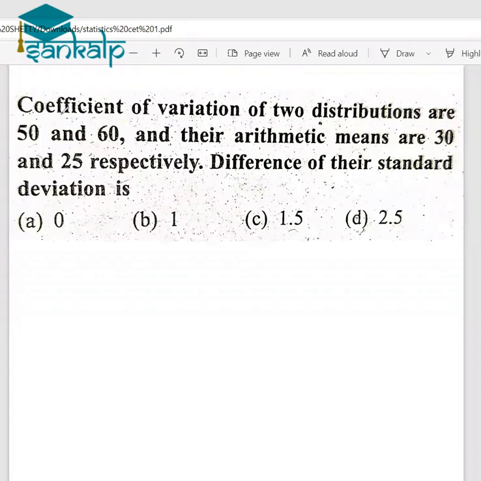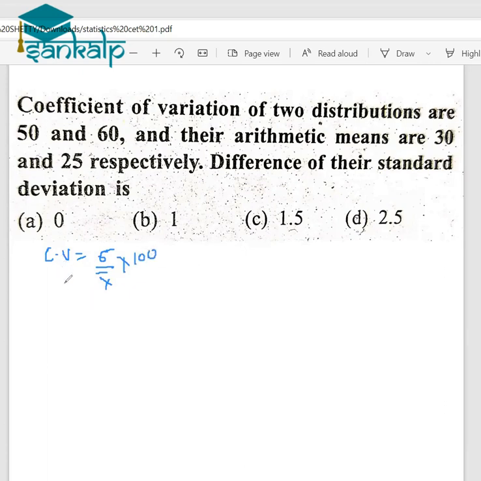Next question. Coefficient of variation of two distributions are 50 and 60 and their arithmetic means are 30 and 25 respectively. Difference of their standard deviation is? So we are making use of the formula for coefficient of variation. CV is equal to sigma upon x bar into 100.